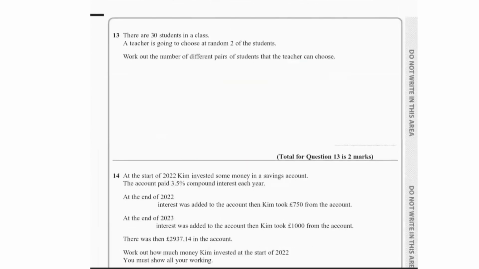Question 13 says there are 30 students in a class. A teacher is going to choose at random 2 of the students. Work out the number of different pairs of students that the teacher can choose. So for this, we have to choose 2 students from 30. So 30 C2, and that gives us 435. So a total of 435 combinations exist for choosing 2 students from 30 students.